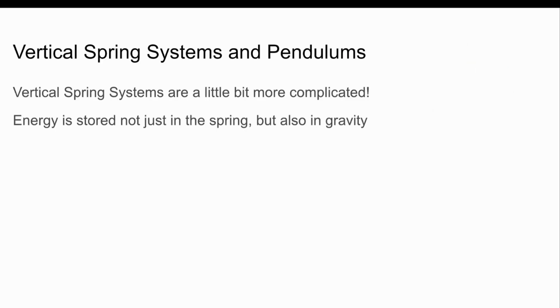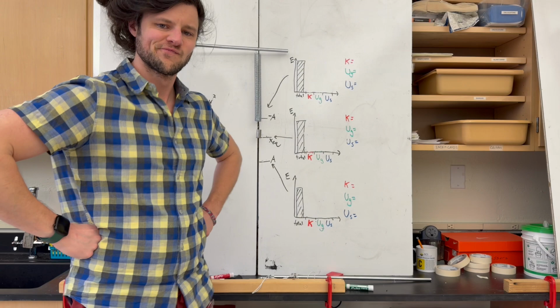What we're going to do next is, we've been looking at horizontal spring systems because they're nice and easy. They only have a single force operating on them. However, vertical spring systems get a little bit more complicated, and then pendulums go back to being a little bit easier. So we're going to take a look at some real world examples of a vertical spring system and a pendulum, and I'll show you those in just one moment.